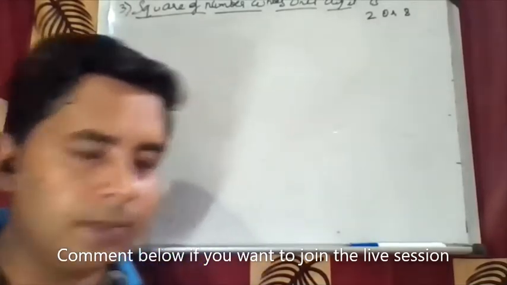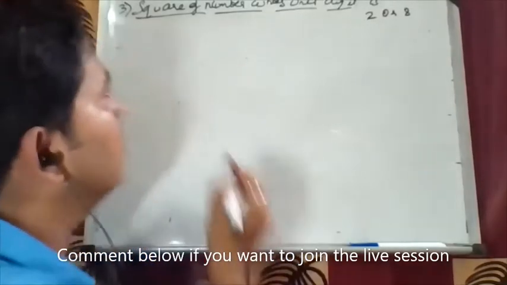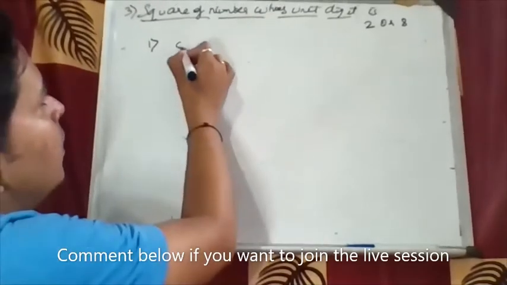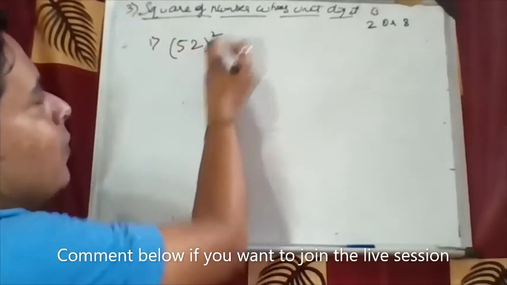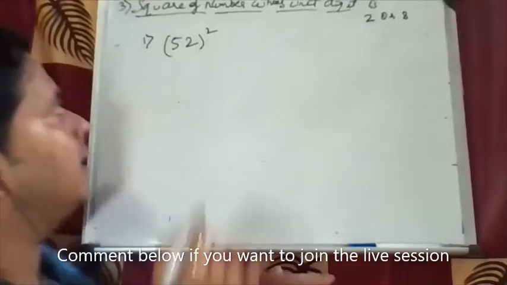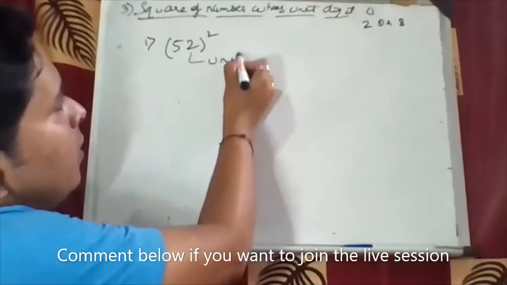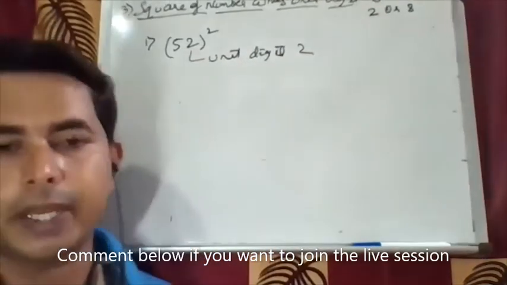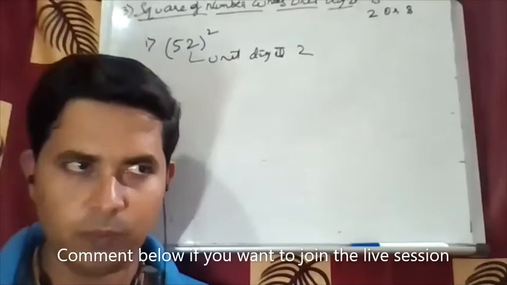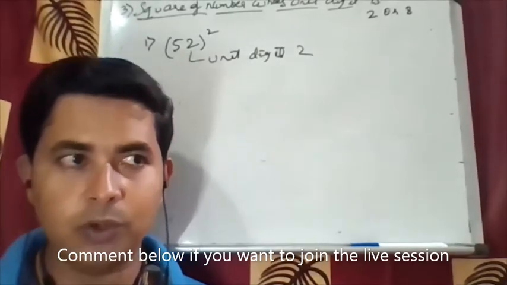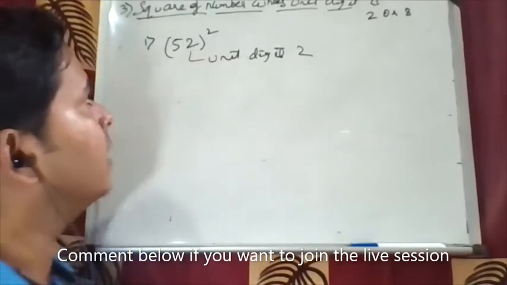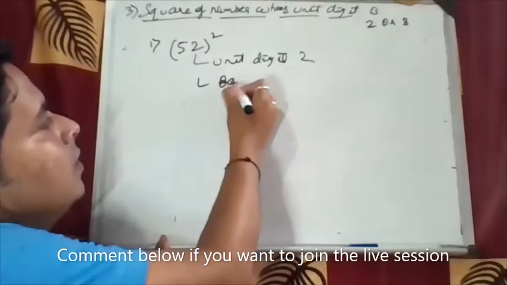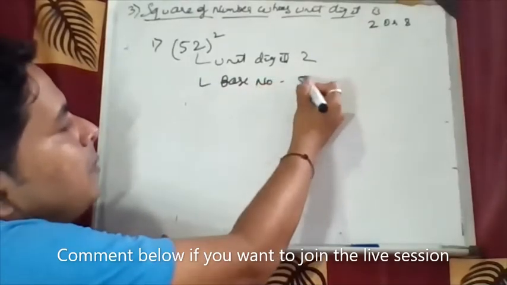So I'll take one example. Okay, so here the first example is 52. I have to find the square value of 52. So check what the unit digit is here. Unit digit is 2. As per my method, the unit digit I have to check. So the unit digit here is 2. If the unit digit is 2, what is the method? It says first take a base number. What will be the base number here? The base number is 52.